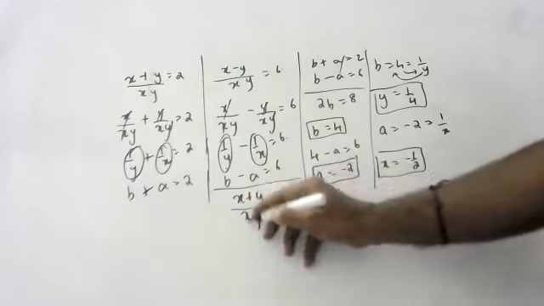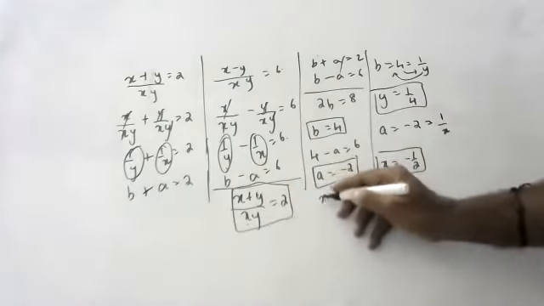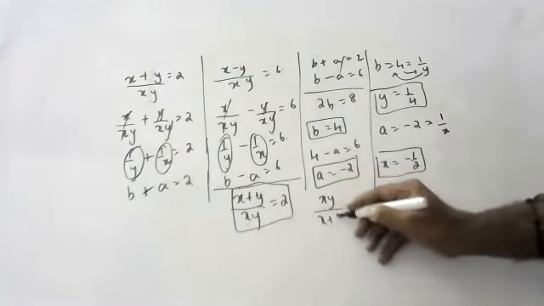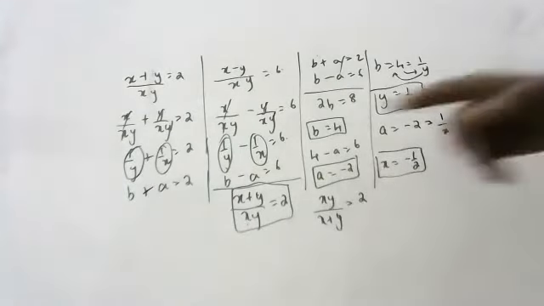What I am splitting and showing, see children, x plus y by xy is equal to 2, so I have shown the individual splitting. Suppose the same question is given as xy by x plus y is equal to 2. Can you split, children? No, you can't split. Only if the plus is on top can you split.